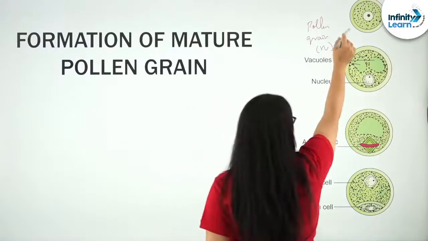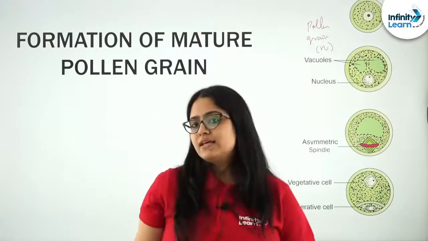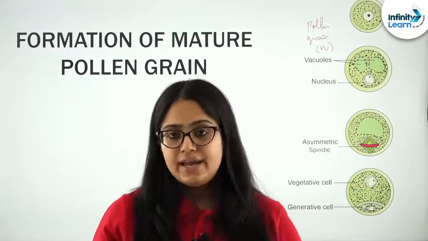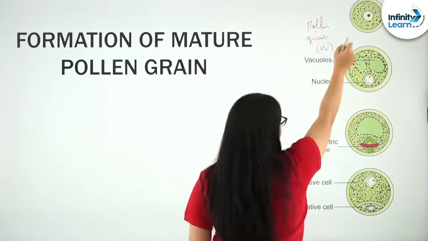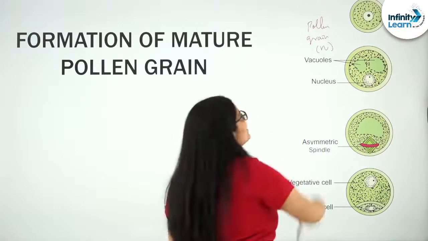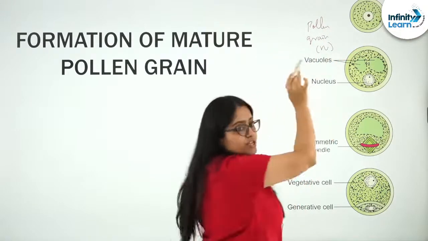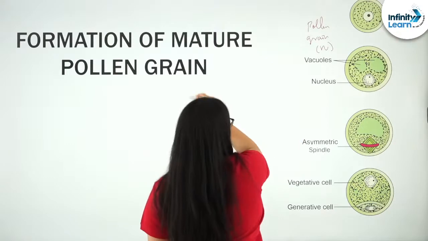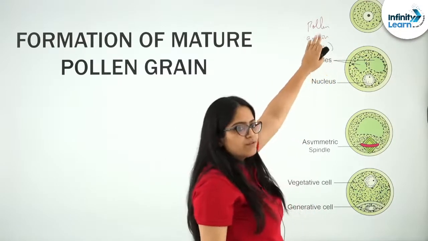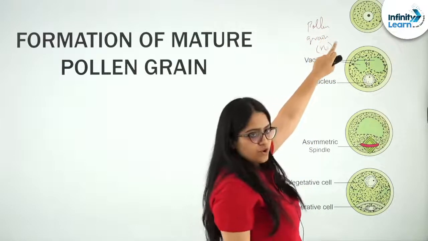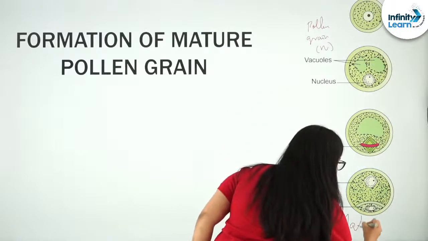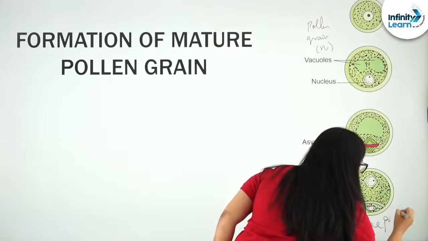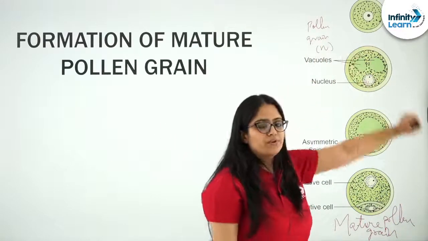Now, this is the pollen grain, and the objective of this slide is to understand how a mature pollen grain will be produced. See very carefully. The objective is to understand the formation of mature pollen grain, and here is the pollen grain with which I need to start my discussion. This is not the mature one, this is the immature one, right, and here is the mature pollen grain. Let me write it for you. This is the mature pollen grain.